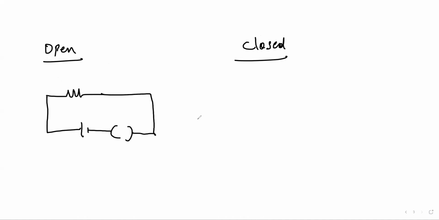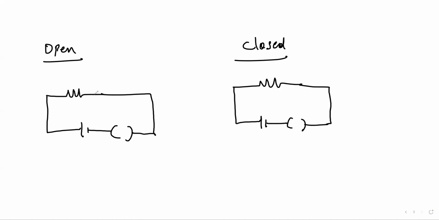Okay, so let me draw. Or we can use a multimeter, sir. Sir, can we use a multimeter to measure the charge? Yes, we can measure. Sir, but a multimeter tells the charge.